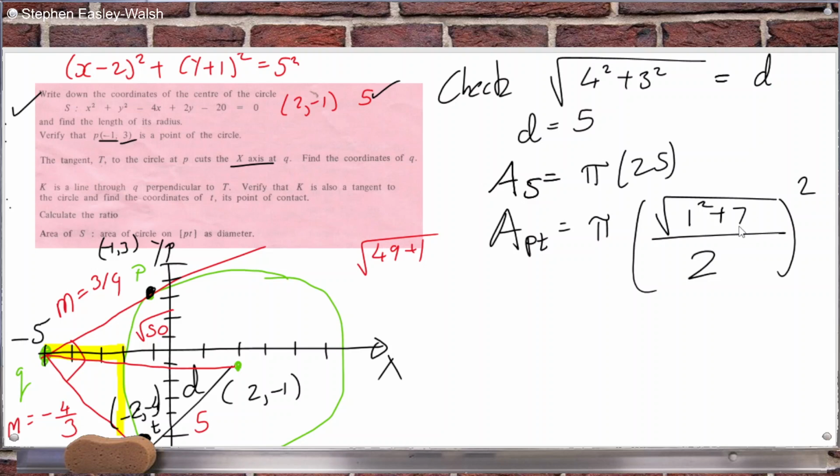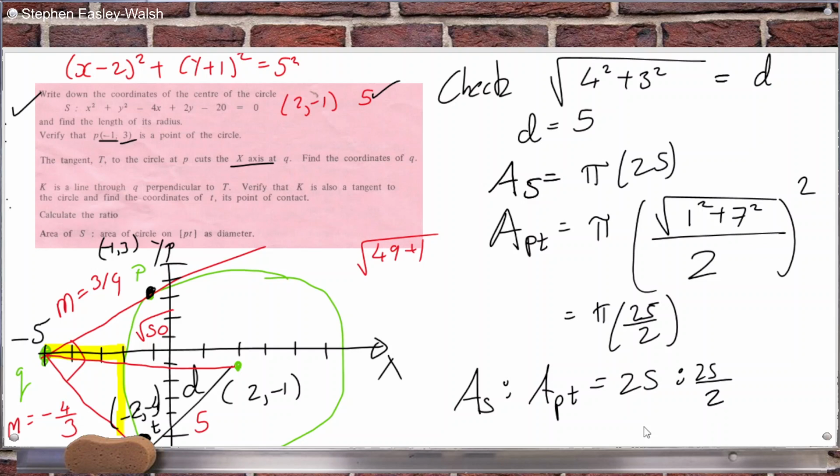7 squared. Okay, so that's root 50 divided by 2, squared, is 25 over 2. So the area of S to the area of PT would equal 25 to 25 over 2, which would be 2 to 1. So S is twice as big in area as the second circle, PT.